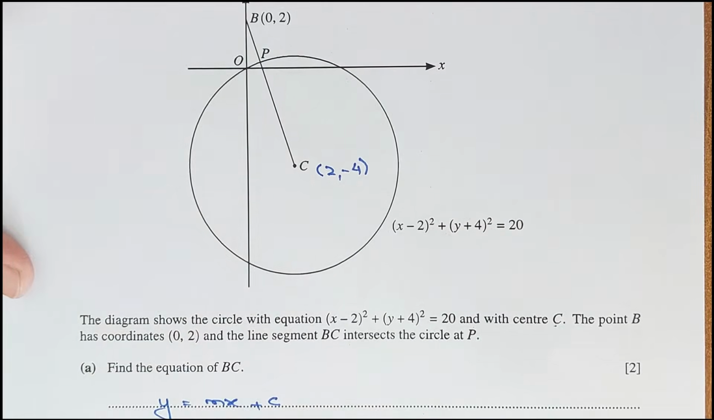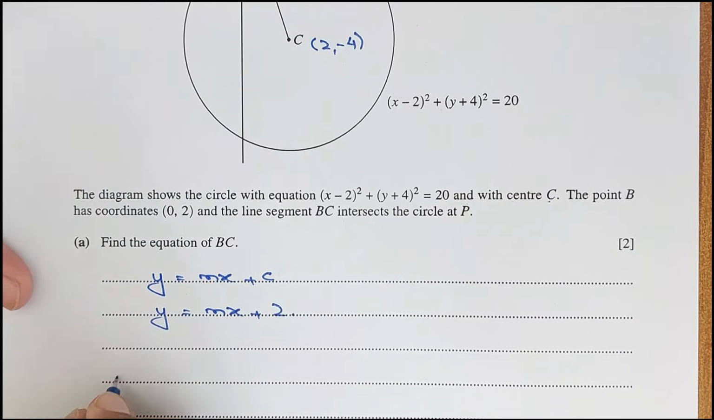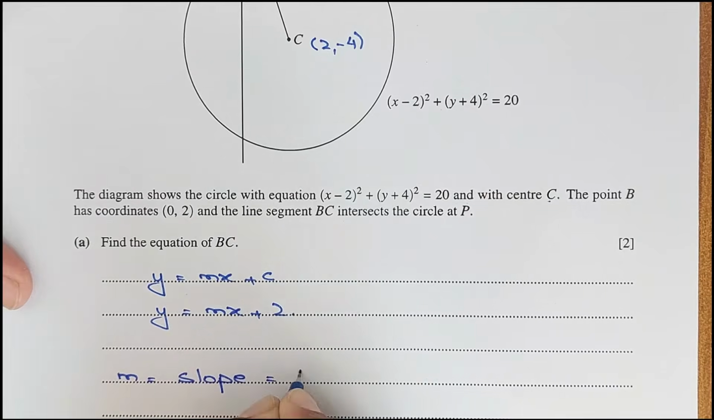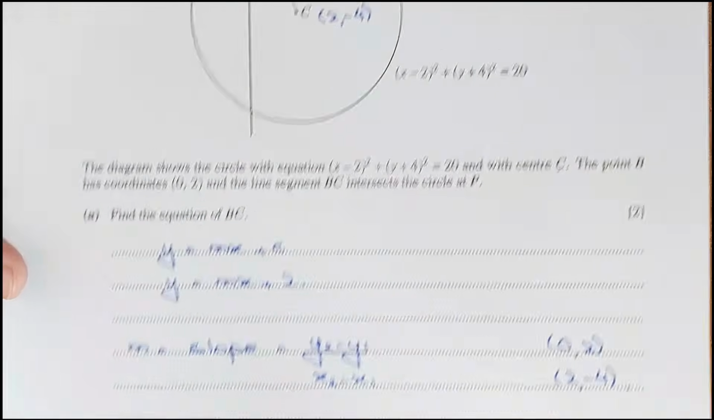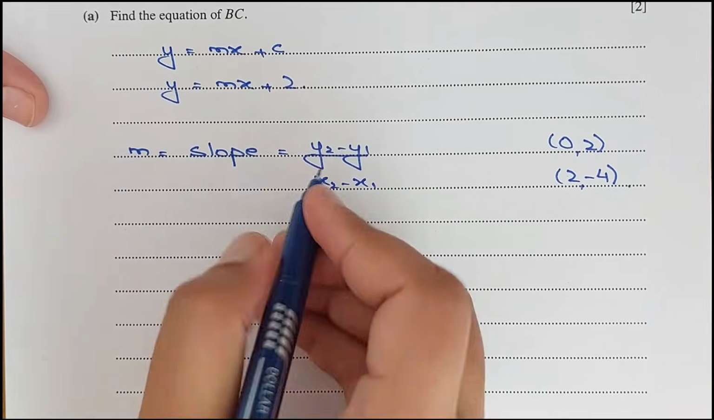So let me find out the slope. We have given the points B and C, so we can find the m value, which is the slope. It has a formula: y2 minus y1 over x2 minus x1. The coordinate for B is (0, 2), and for C we have (2, -4). Let me use these coordinates to find the slope.